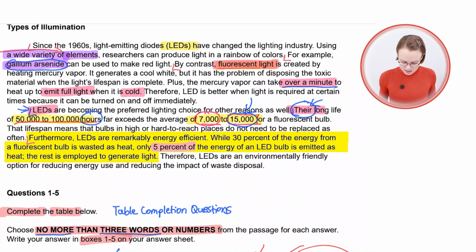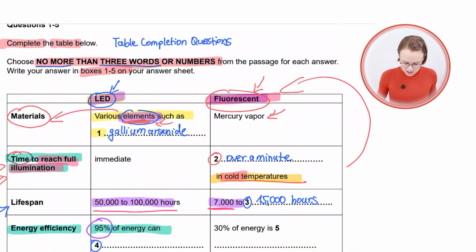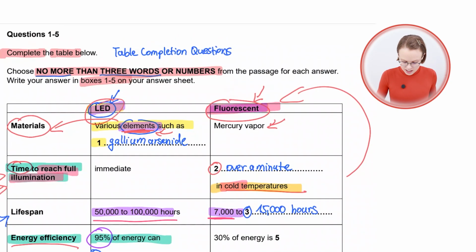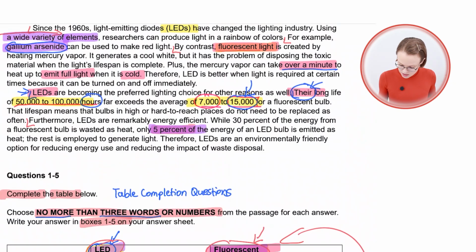So we cannot see the number 95% here, but the passage talks about 5% here. What are we interested in? We are interested in the energy efficiency of LEDs. And here the passage talks about the energy efficiency of LEDs because it says that LEDs are remarkably energy efficient. And then it continues saying while 30% of the energy from a fluorescent bulb is wasted as heat, only 5% of the energy of an LED bulb is emitted as heat. The rest is employed to generate light.